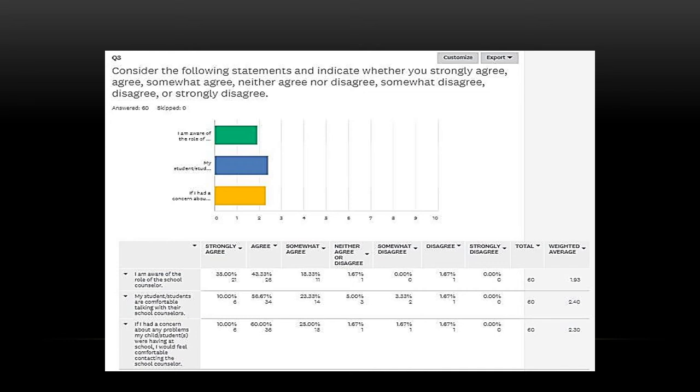Question 3 continues to evaluate the current school counseling program by asking if they're aware of the school counselor's role. 43% agreed. And would their students be comfortable talking to the school counselor? With 56% agreeing there. And then if they had a concern or problem, would they feel comfortable going to the school counselor? And that was 60% agreed.